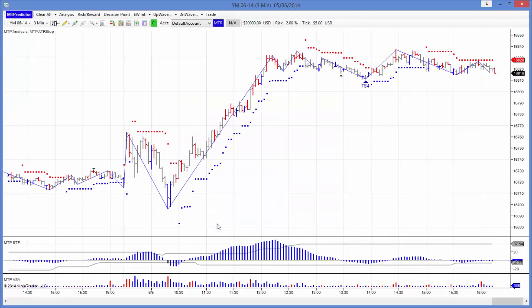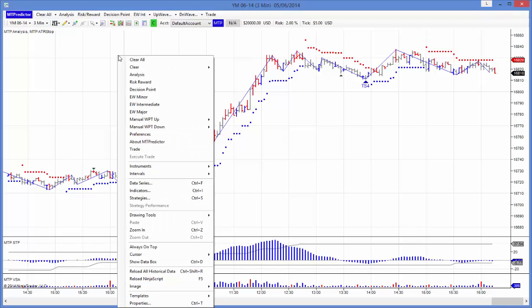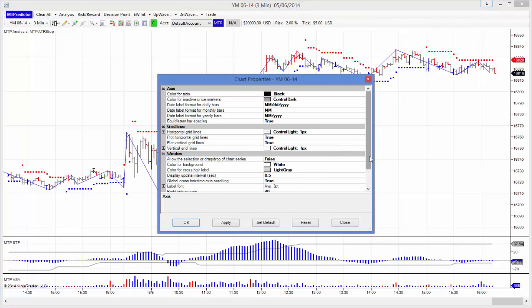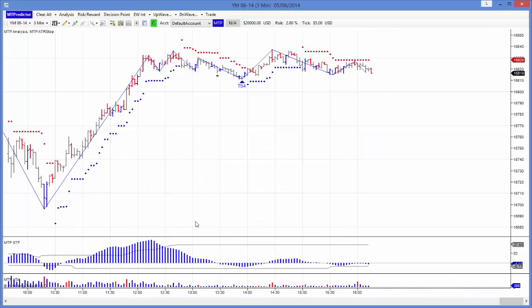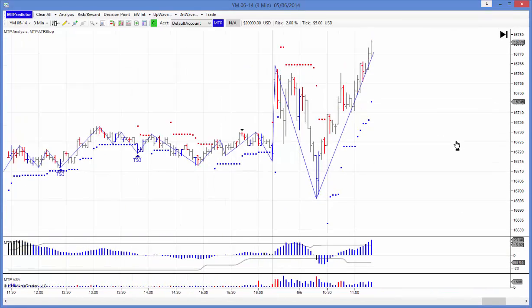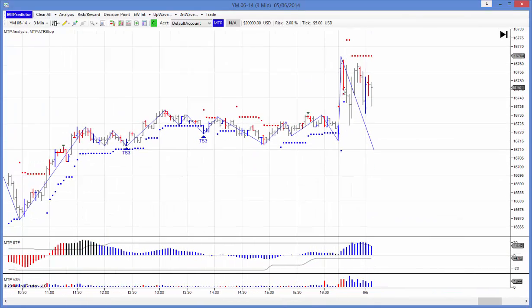What I want to look at is an MTP VSA setup, which is a volume spike analysis, which should allow you to get in right at the low of the day down here. I just want to show you this because this is a very good tool that we use in MTPredictor, because it gets you in the direction of the professional money. I've just put a bit of space on the right hand side, so I want to go back and see how the market was just starting to decline down here.